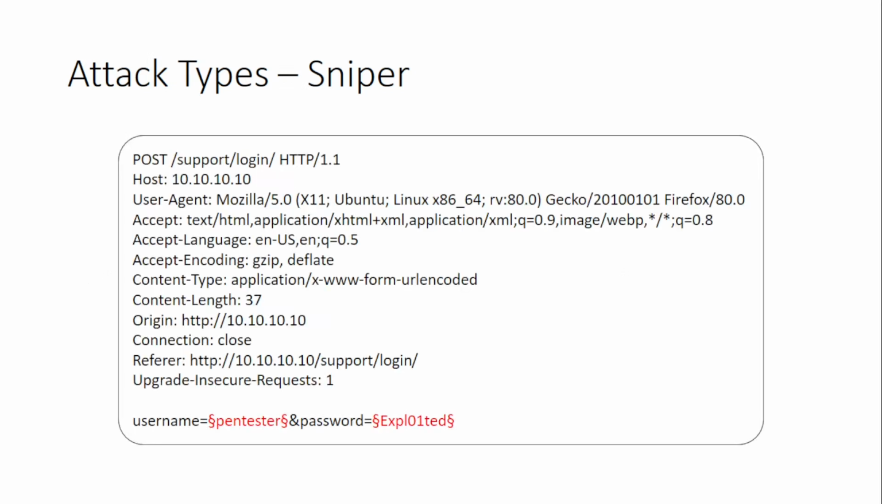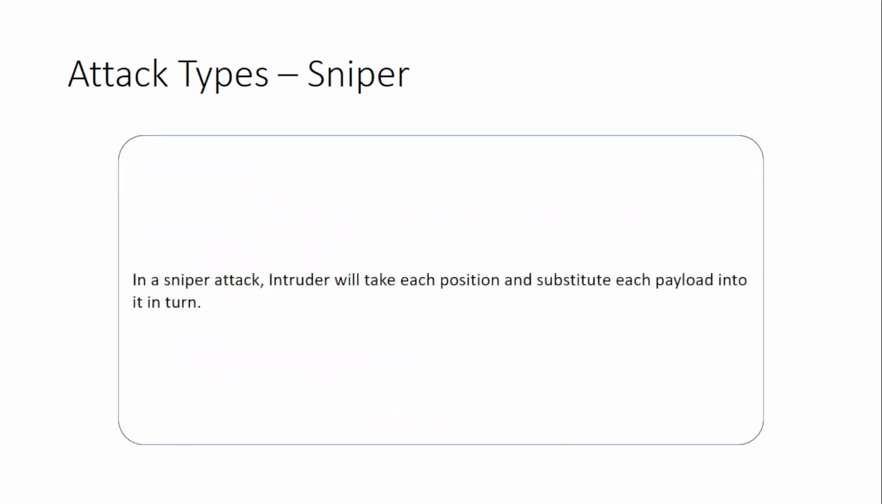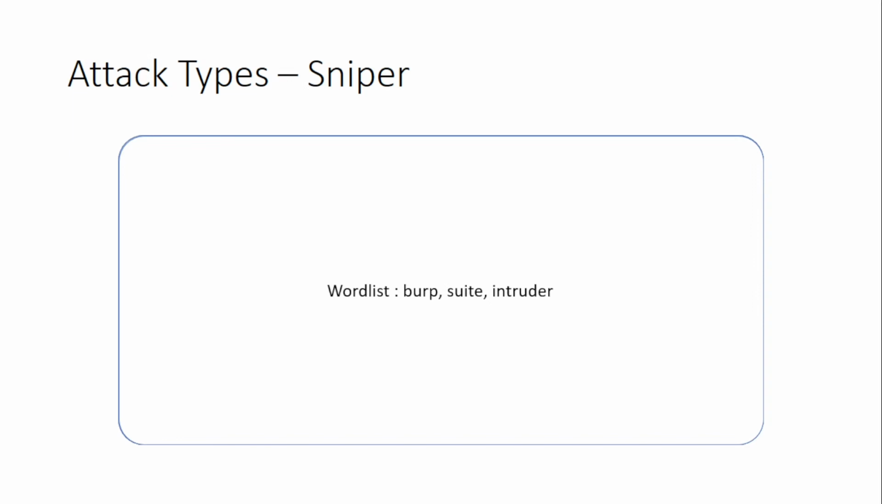So how will it work? Let's say that we have this template. This is a request that was intercepted in the proxy and we sent to Intruder. And there are 2 positions, one in the username and the other for the password body parameters. So in a sniper attack, Intruder will take each position and substitute each payload into it in turn. Let's say we have a word list with these 3 words: Burp, Suite and Intruder.